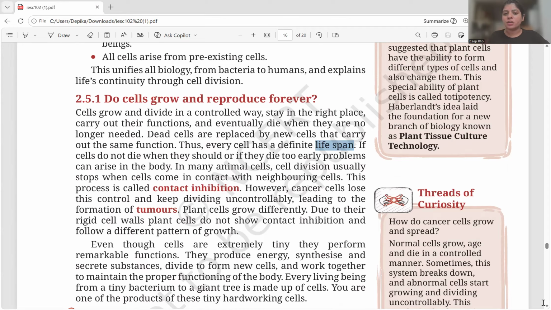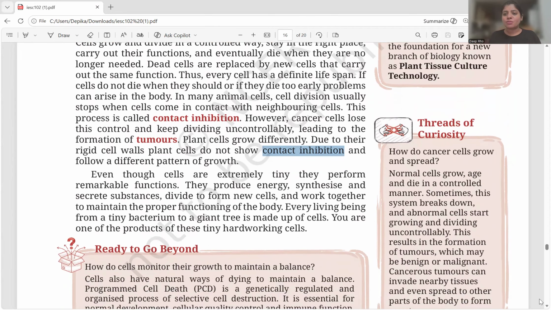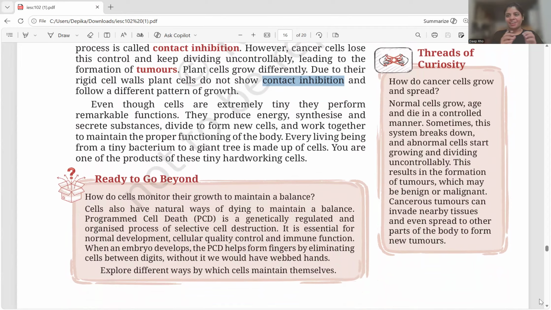Plant cells grow differently due to their rigid cell wall. Plant cells do not show contact inhibition. It is shown only in animal cells. Plant cells follow a different pattern of growth. Even though cells are extremely tiny, they perform remarkable functions. They produce energy, synthesize and secrete substances, divide to form new cells, and work together to maintain the proper functioning of the body. Every living being, from a tiny bacterium to a giant tree, is made up of cells. You are one of the products of these hardworking cells. See how beautifully cells do teamwork entirely.